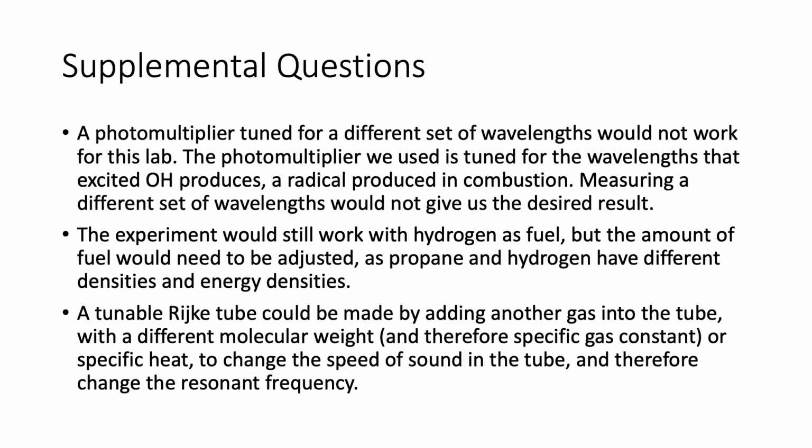Here are the answers to the supplemental lab questions. A photomultiplier tuned for a different set of wavelengths would not work as intended for this lab. The photomultiplier we used, as stated earlier, is tuned for the specific wavelengths that excited OH produces, a radical that is produced in combustion. Measuring a different set of wavelengths would simply not have the desired effect.